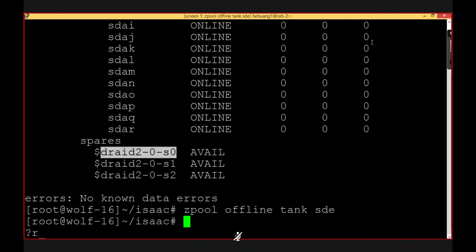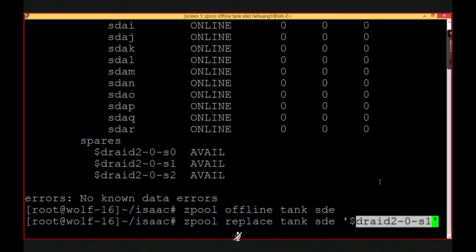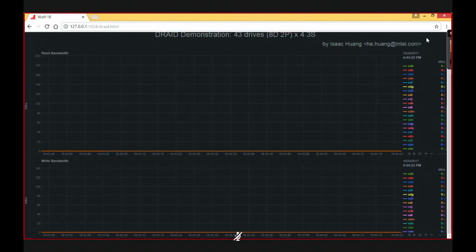Now I'm going to replace it. But instead of replacing it with another physical drive, I'm replacing the offline drive with a distributed spare, which is essentially blocks from all the drives. Now if we go back to the graph.